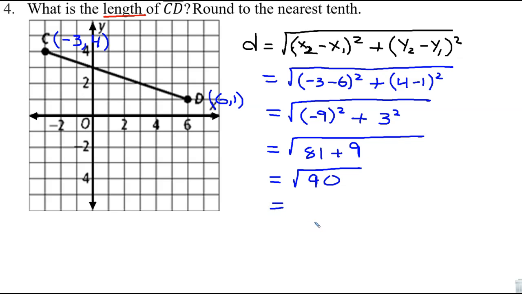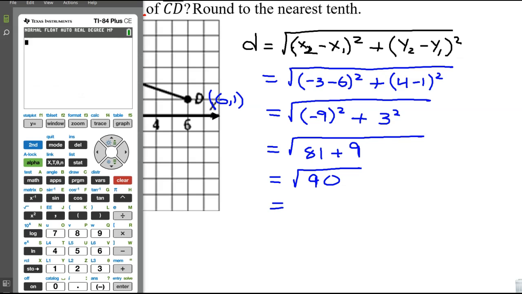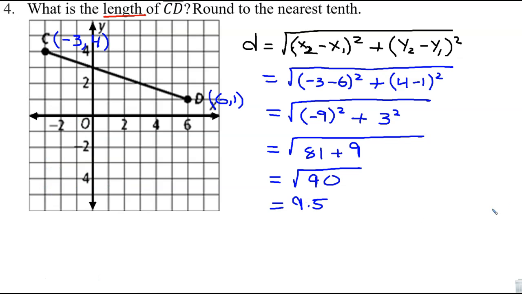And then this will be where I go to my calculator. It's going to look a little different on everybody's calculator, but what I'm looking for is this square root symbol. Typically that's above the x squared symbol. To get what's above, we'll hit the second button. That allows me to access everything above, so we'll say second x squared, so I have my square root. We'll plug in the 90, and that gives me 9.5 for an answer.